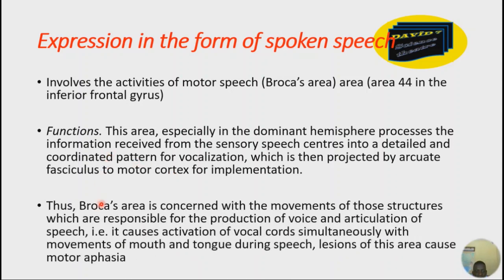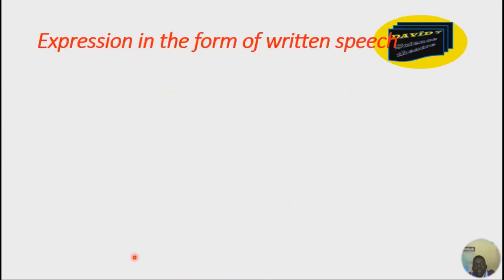And therefore, Broca's area is concerned with the movement of those structures which are responsible for articulation and production of voice. Therefore, it causes activation of vocal cords simultaneously with movements of mouth and tongue during speech. So lesions of the Broca's area will cause motor aphasia. We saw this in the recent video about speech disorders. Okay? So how do you express speech in written form?